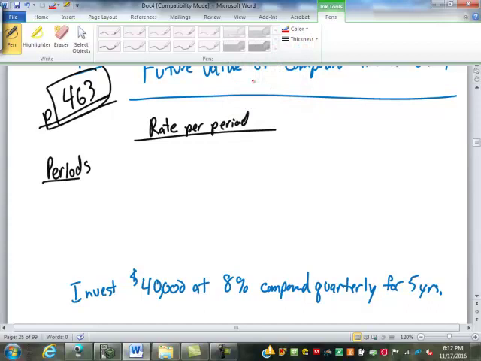First thing I'm going to find is my rate per period. That rate per period is my annual percent divided by the number of periods in a year. How many periods are going to be in a year here? Quarterly tells us 4. So 8% divided by 4 is 2%. So on top here, I'm looking at 2%.